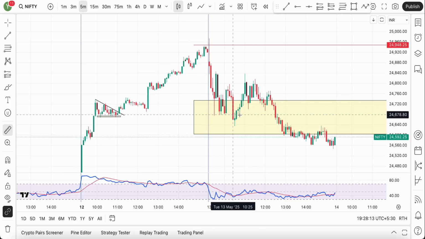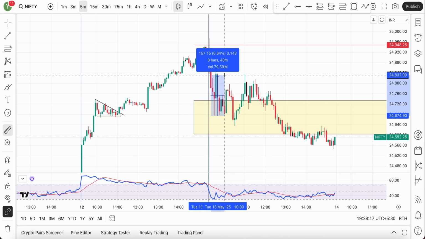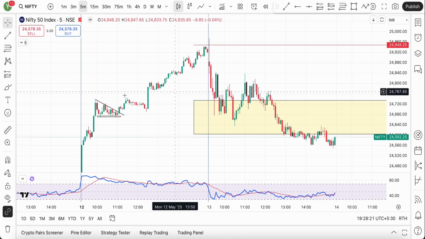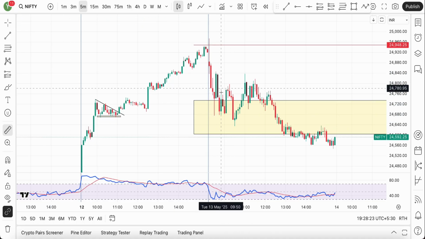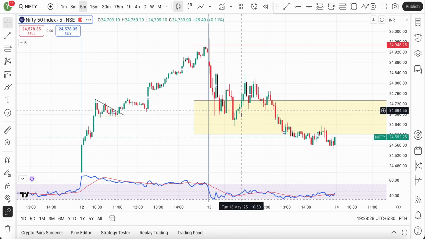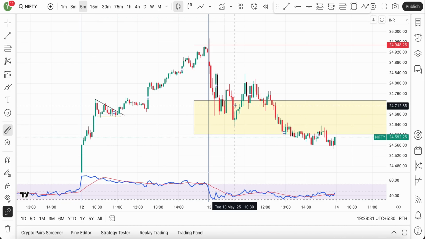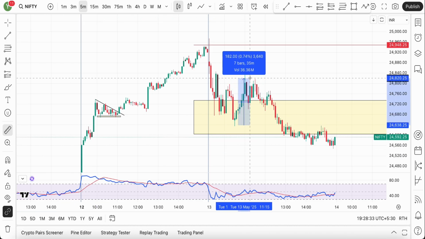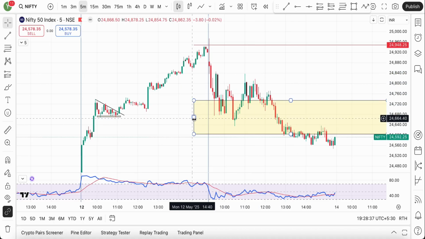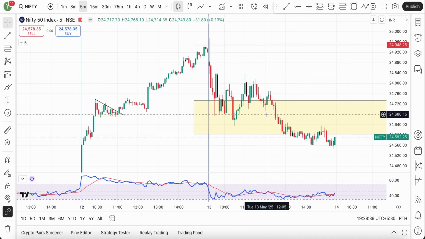So even if it might not look much from here, if we take this low to this high, it's roughly 172 points. Then again, the second time it came here, formed a double bottom, and around here, the move again around 100 points. Then from this particular low to this high again, almost a 200 points move. So this zone had provided the kind of support that was there.